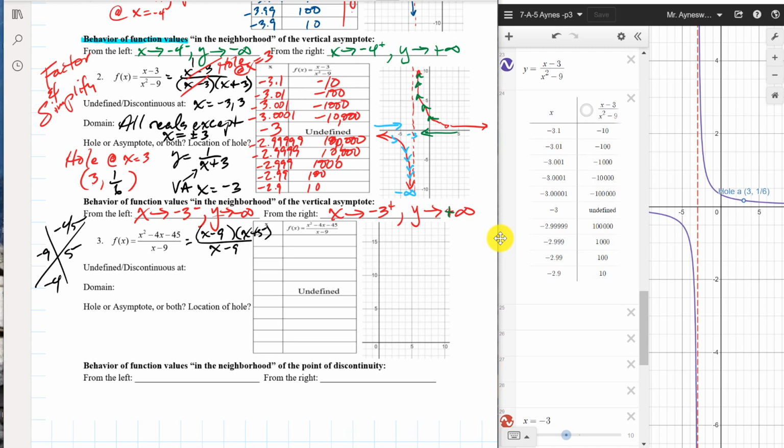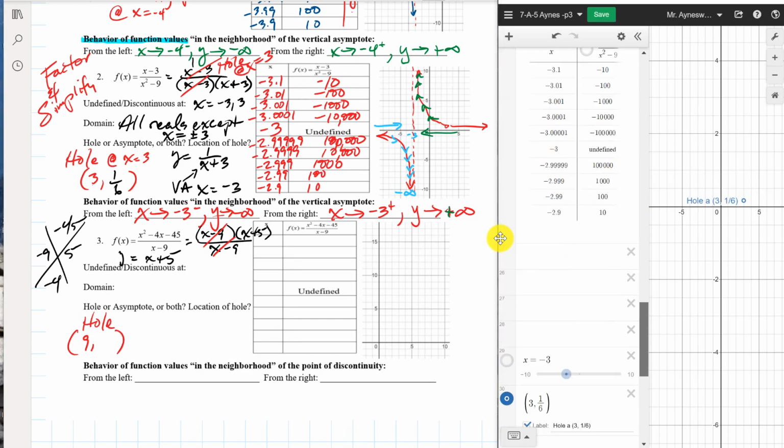And notice that the x minus 9's cancel, which means that we have a hole at 9 comma something. The resulting function is a very simple one: y is equal to just x plus 5. It's a linear function, so when you analyze this one, you're going to see a line. Let's take a look at it.